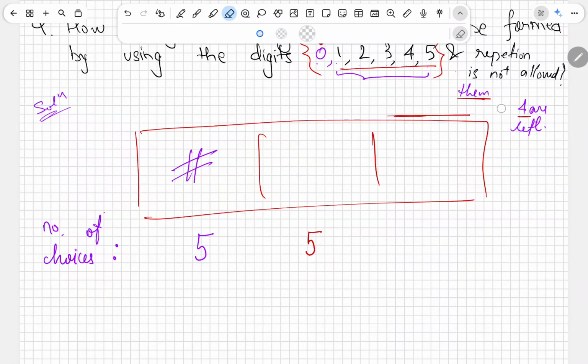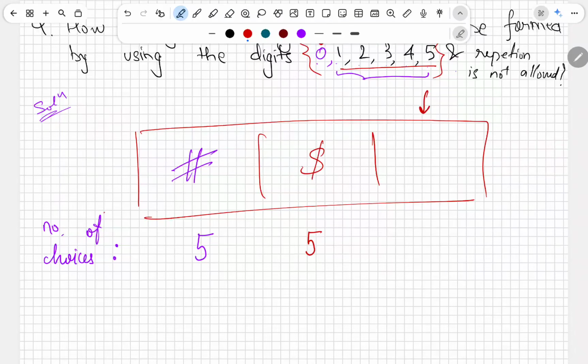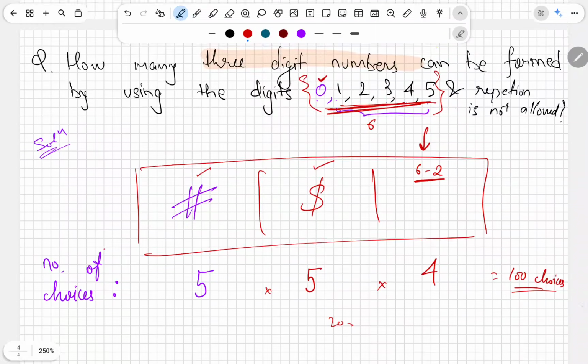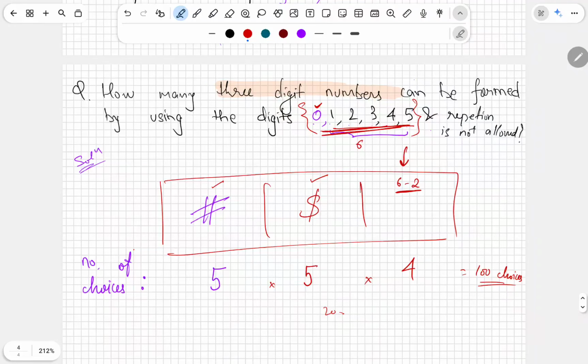Now let's talk about the third place. Now for the third place, out of these total 6 numbers, I have used 1 at the first place, second at the second place. I have used 2 digits out of 6. So 2 have been removed from 6. I am left with only 4 choices. So the answer will be 5 4s are 20, into 5, 100. So it is going to be 100 choices to make a 3-digit number. I hope this was clear.